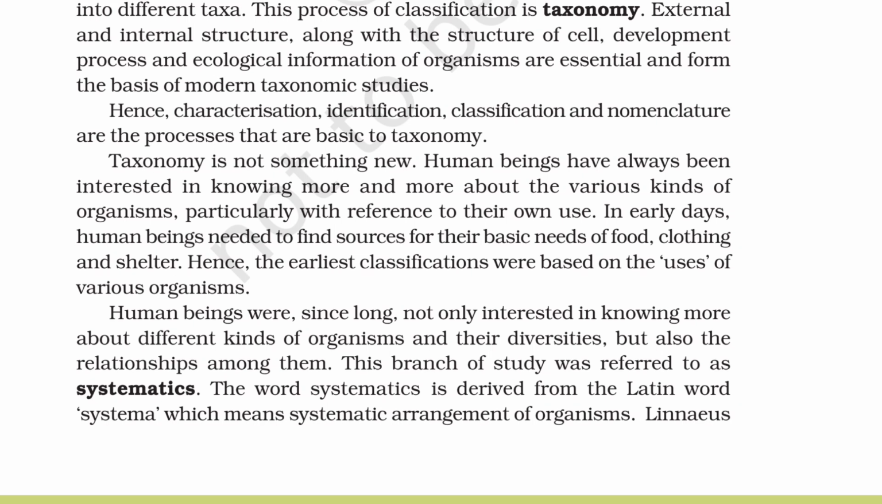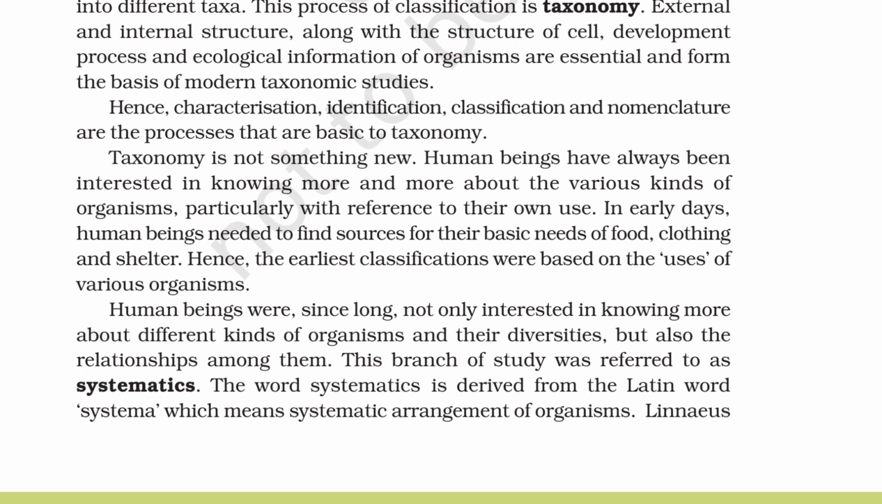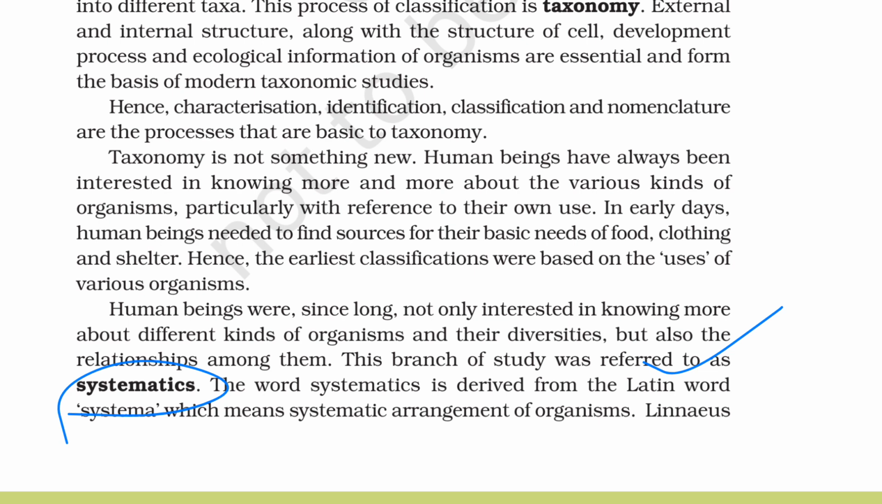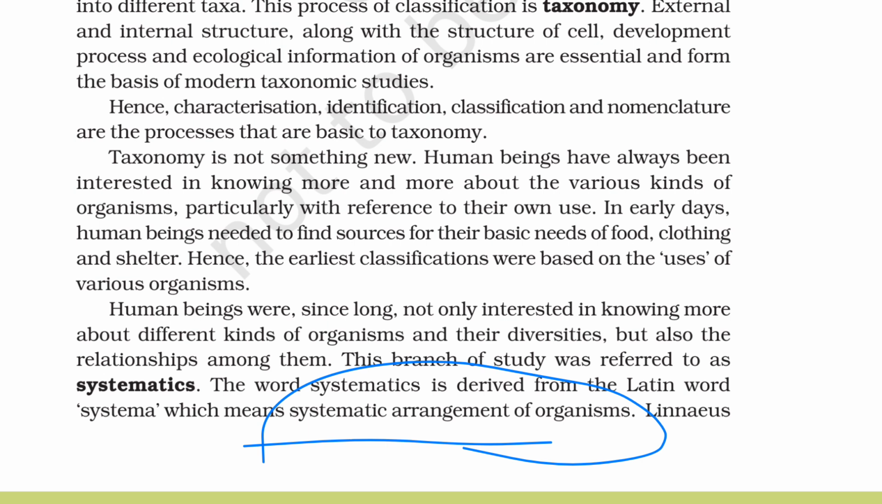Human beings have long been interested not only in knowing more about the different kinds of organisms and their diversities, but also the relationships among them. This branch of study was referred to as systematics. The word systematics is derived from the Latin word systema, which means systematic arrangement of organisms.